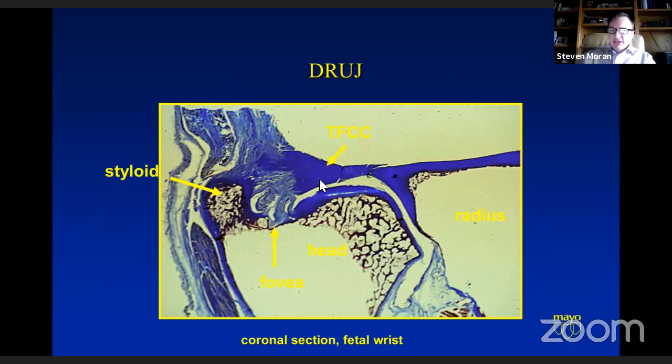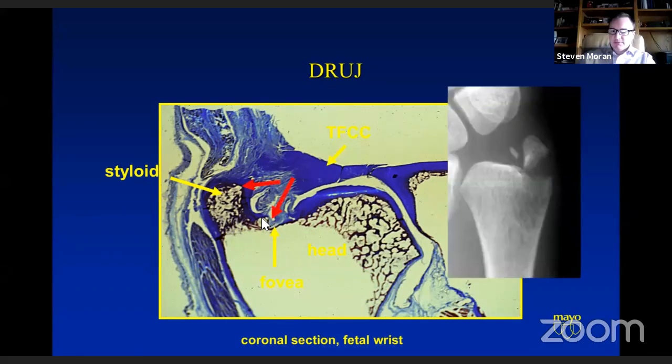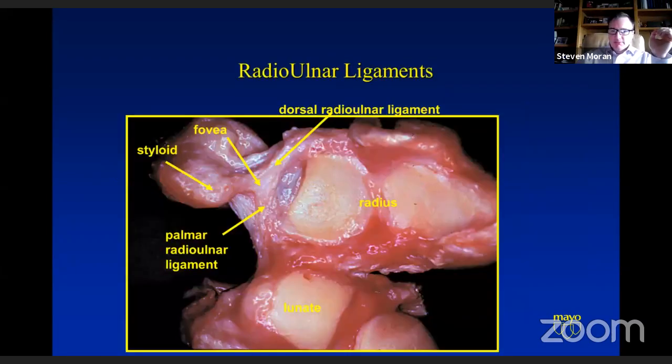The TFCC attaches to the ulnar head both peripherally through these peripheral attachments that surround the ulnar styloid and also these deep fibers that we just spoke about that attach to the fovea. And that's why when you're looking at x-rays and you see a very proximally placed ulnar styloid fracture, it's not always 100% predictive of distal radial ulnar joint instability, but it should raise a marker in your mind that this is a warning sign that the patient may have post-traumatic DRUJ instability.